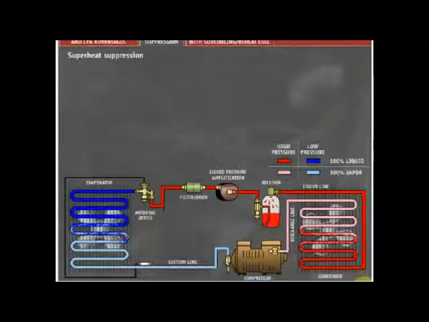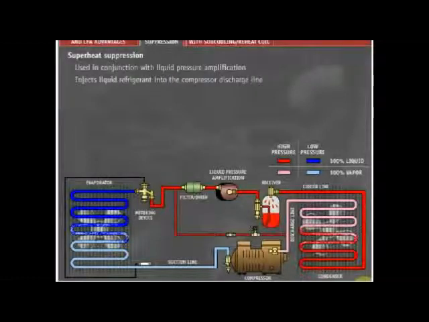Superheat suppression can be used in conjunction with liquid pressure amplification. The superheat suppression process injects liquid refrigerant into the compressor discharge line or inlet of the condenser. This liquid usually comes from the same centrifugal pump used in the LPA process. This liquid flashes to vapor while cooling the superheated discharge gas closer to its condensing temperature.